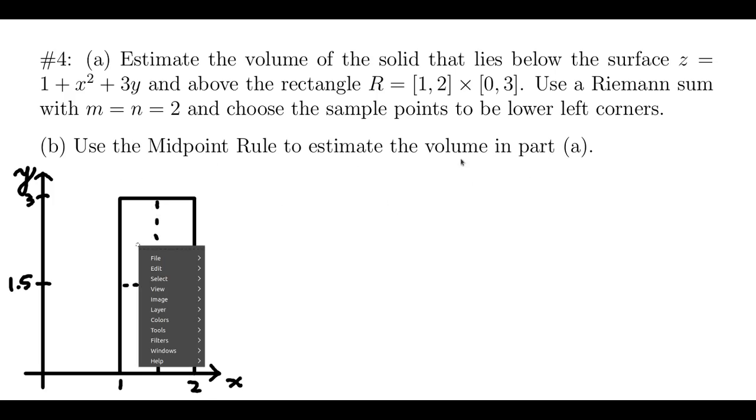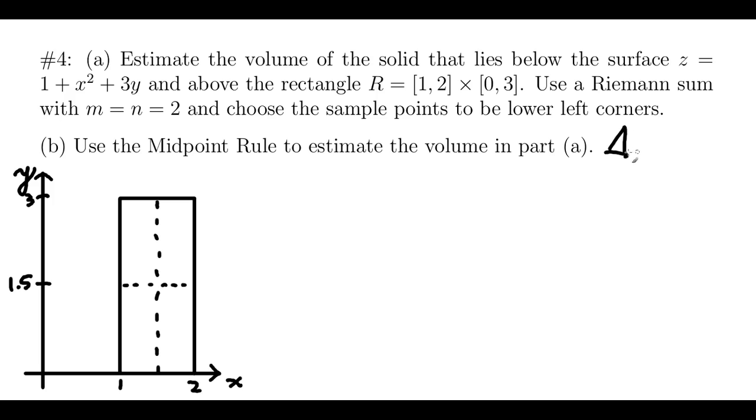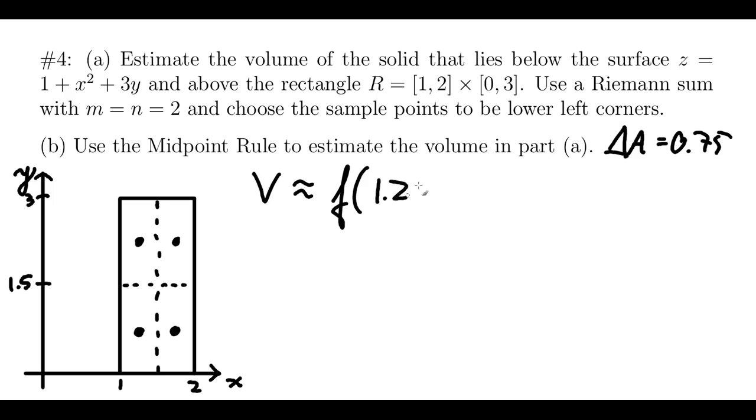So now, we still have the same delta A, but now our volume estimate will be based on, instead of taking lower left corners, we're taking the midpoint of each rectangle, right? So we'd want to evaluate our function at this point now and have coordinates. Now this is 1.5, so this x value is 1.25. And the y value is half of 1.5, which is 0.75.